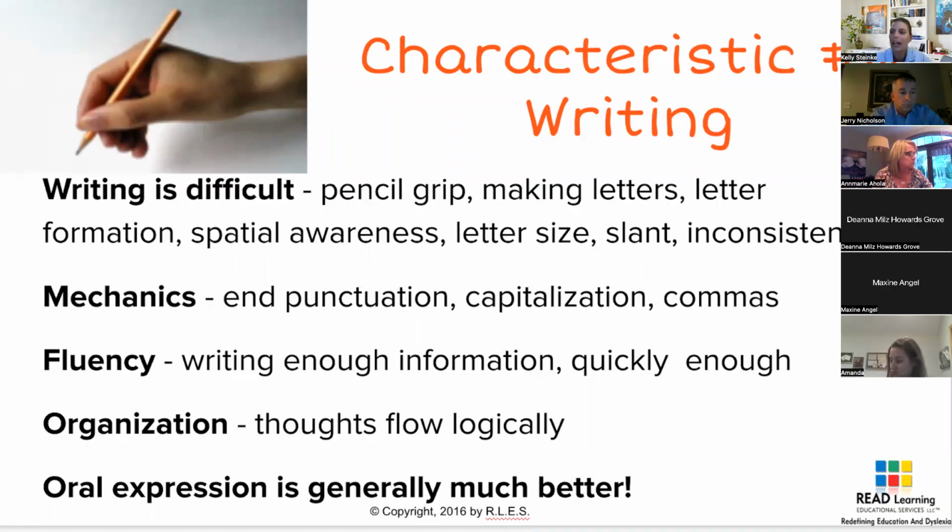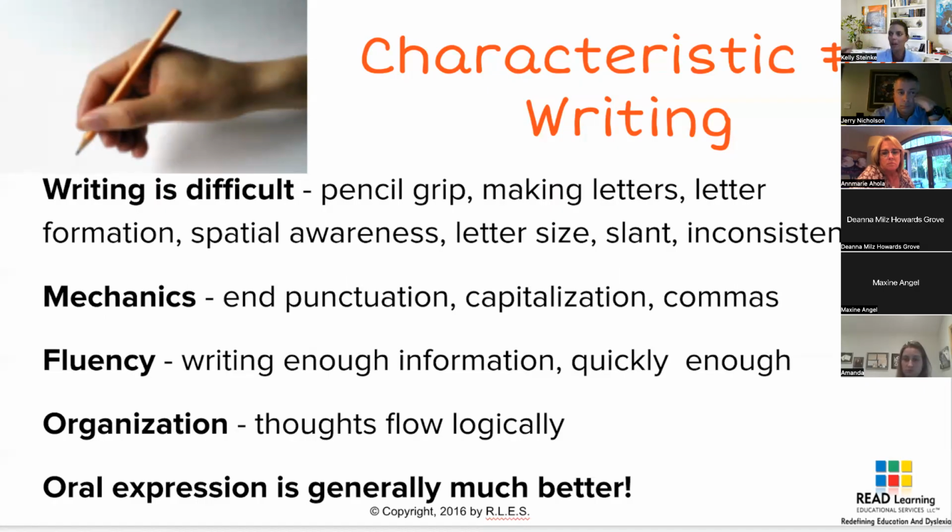Characteristic number 6 is writing. There's a lot of overlap between dyslexia and writing, especially with spelling being really the common denominator between our reading and writing learning disabilities. So you might see issues with mechanics, fluency, organization. You might see dysgraphic-type tendencies where pencil grip is incorrect. They're forming letters with all different start points. Spatial awareness might just not be there. Their margins might be floating around.